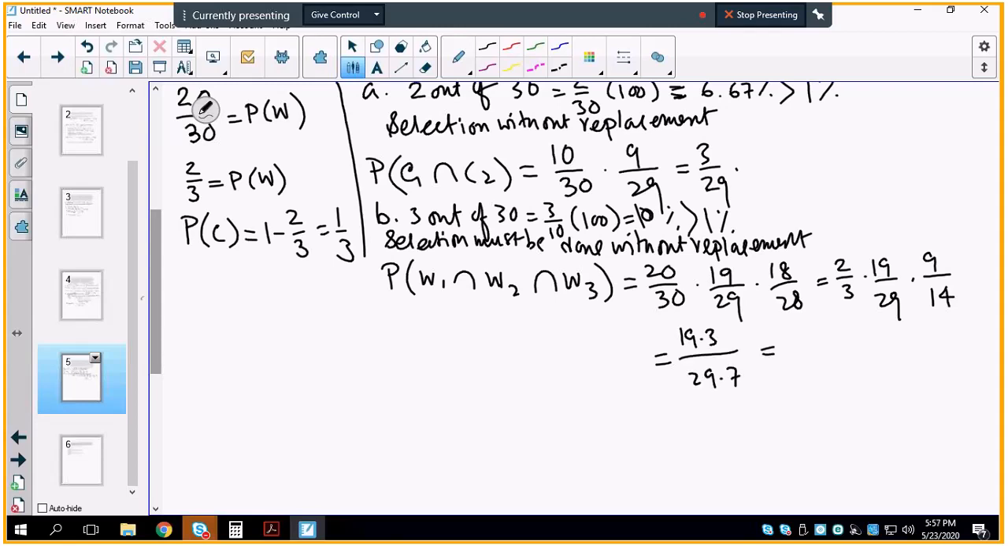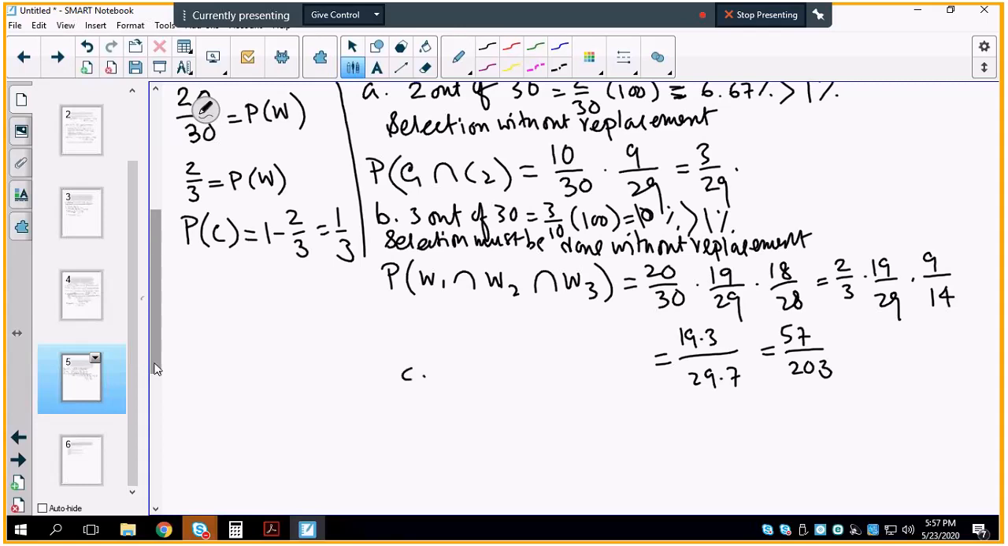So 19 times 3 is 57, and 29 times 7: 7 times 9 is 63, so 3 carries on, 7 times 2 is 14, plus 6 is 203. So 57 over 203 is my answer, my final probability.